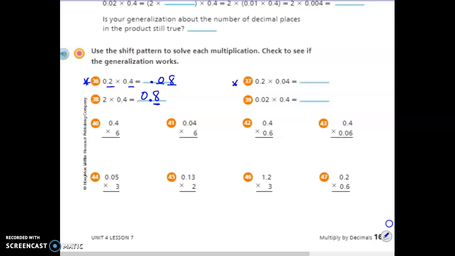Over on 37, 2 tenths times 4 hundredths. Again, I'm going to ignore the decimal. 2 times 4 is 8. And then how many decimal places do I need? I've got 1 here, 2 there. So altogether I have 3. So here's my decimal place. I need to have 3 numbers. And that 8's got to be the last one. So I'm going to put 2 zeros in front. There's my answer. All right, you try number 39. Multiply the 2 and the 4, and then figure out where the decimal goes.